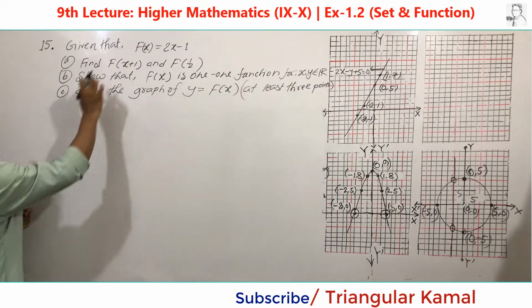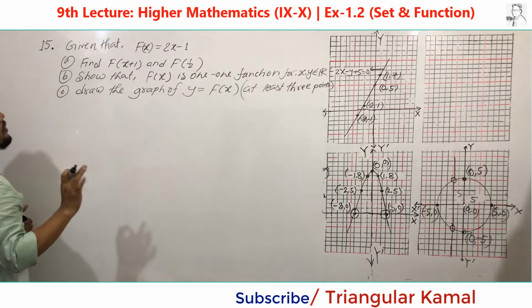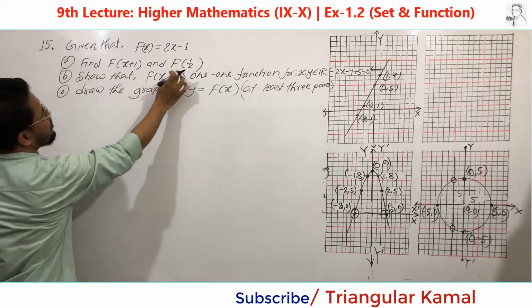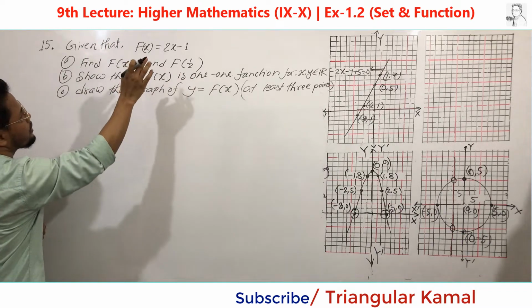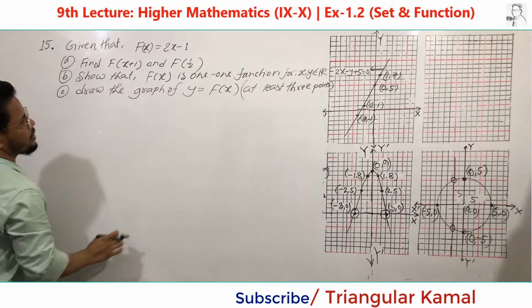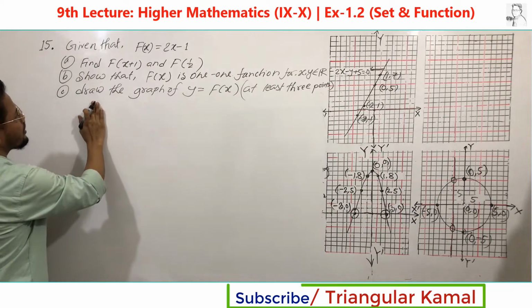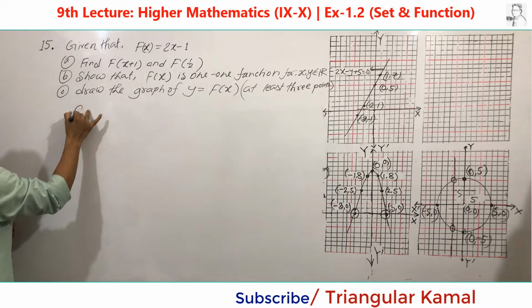Okay, first information: f of x is twice x minus 1. A function is given here. Find f of x plus 1 and f of half. Second information: show that the given function is one-to-one function for x and y real numbers. And then the third one: draw the graph of the given function. Okay, give attention to part A.